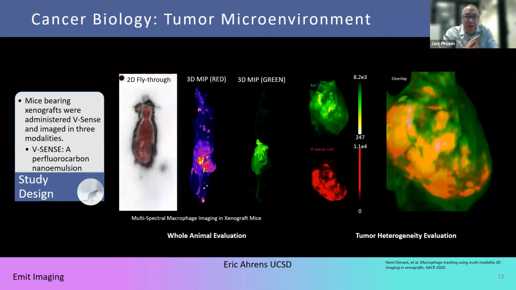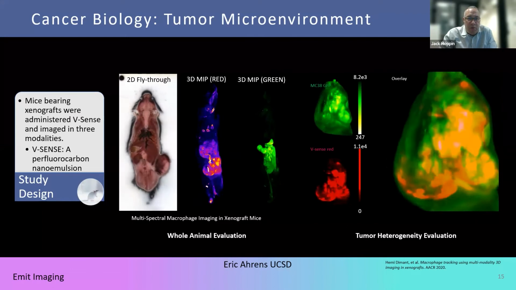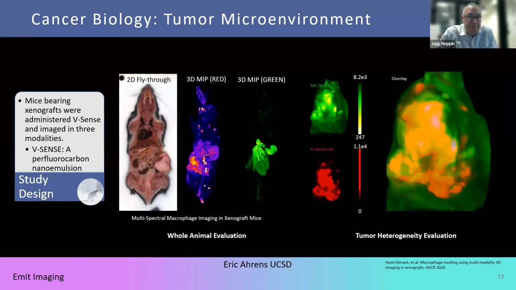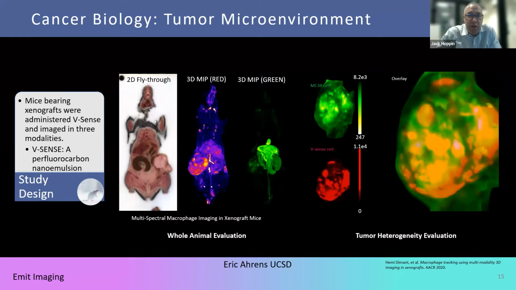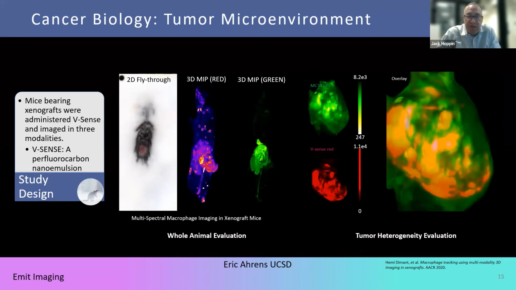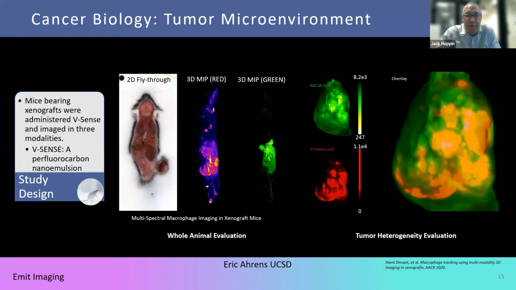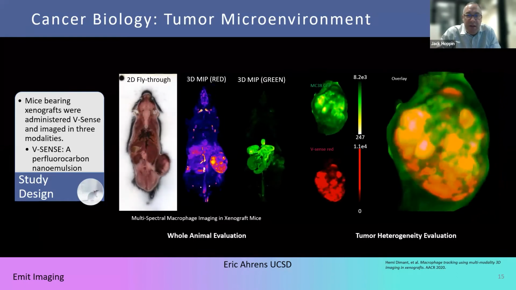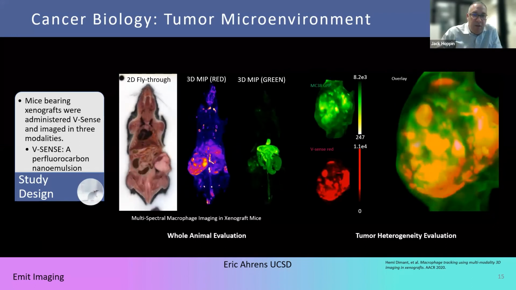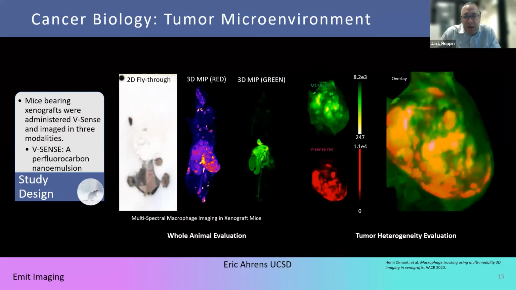There's a site at UCSD, Eric Ahrens. He has a very nice platform of perfluorocarbon nanoemulsions, a nanoparticle. You're looking at tumor-associated macrophage in a model with a GFP-expressing cell line, and they have this V-sense red on his compound. I mean, it's striking. You're looking at the lymph system. It's just a lot of information.